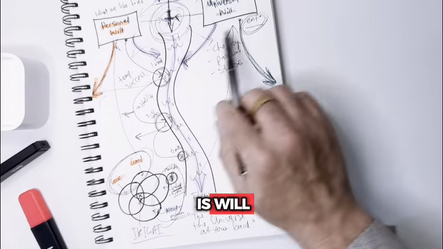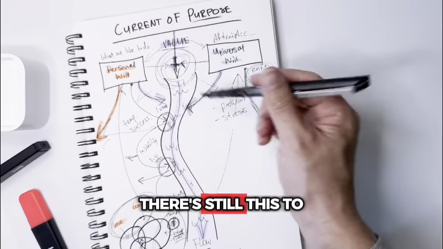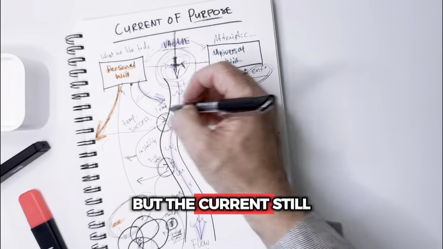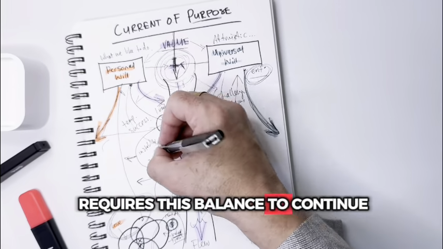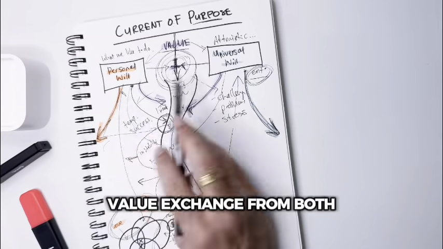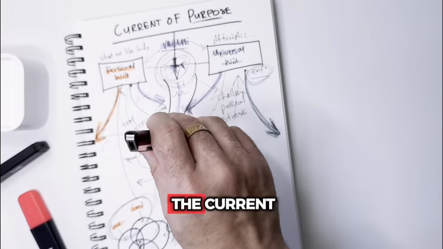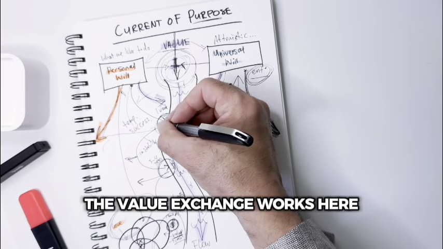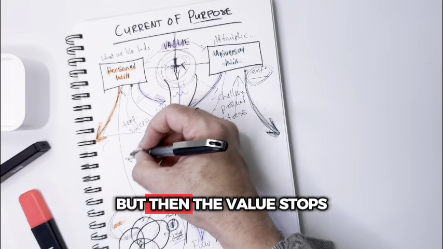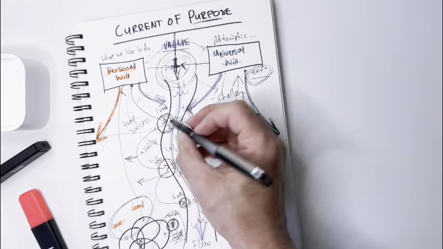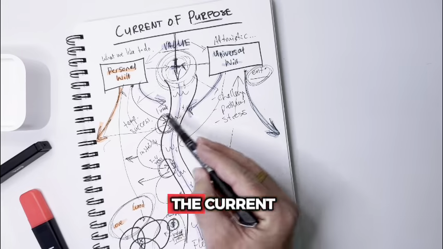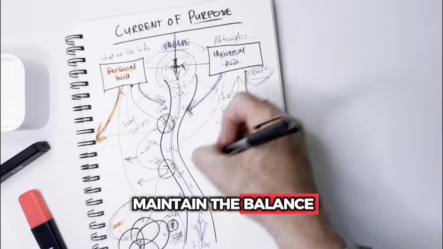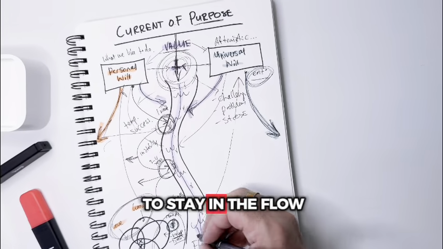But because this is will, there's still will involved. There's still this to maintain this current, right? The current moves, but the current still requires this balance to continue. It requires value exchange from both sides to stay in the current. And this is what's happening here, right? The value exchange works here. There's a season for it, but then the value stops. So we come out of the river, we come out of the current, and we keep going and hopping, right? So we need to maintain the balance all the way through to stay in the flow.